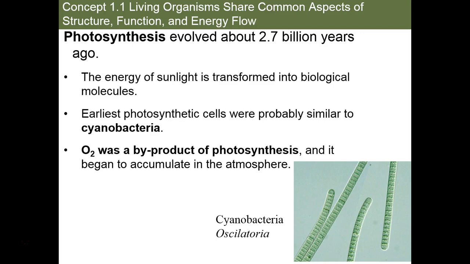The earliest photosynthetic organisms were similar to cyanobacteria. Oscillatoria, which you see in the bottom right here, and that you will see in your Bio 111 lab, is an example of a cyanobacteria. The reason that photosynthesis is important to early life is that a byproduct is oxygen, this oxygen then began to accumulate within the atmosphere.